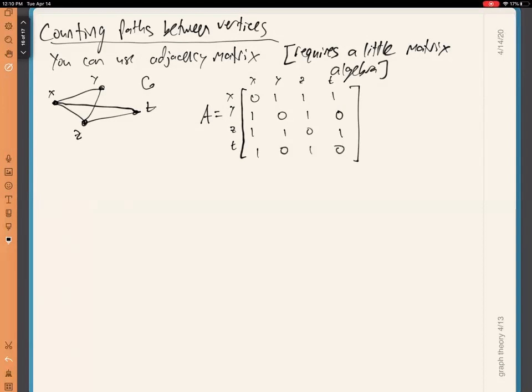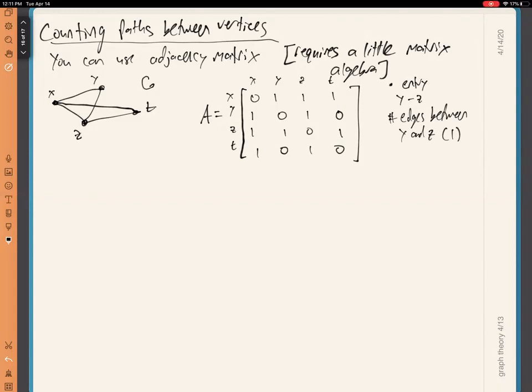Right, and so notice the entry in this matrix, for example, if I look at the entry y, z. Well, this is the number of edges. It's just one because there's an edge between y and z. So you can think of this as the number of edges between y and z, which is equal to one, right?